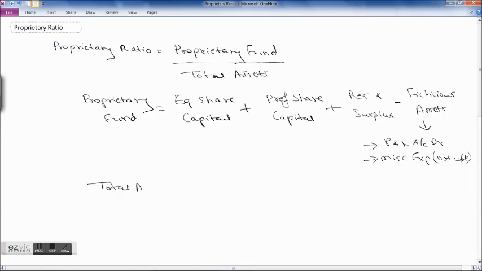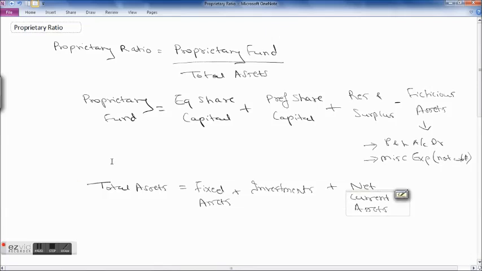Now total assets include your fixed assets plus investments plus net current assets. Net current assets means current assets minus current liabilities. Now in this case, if you see, your fictitious assets are not included in your total assets. Now we'll see one example on how to calculate a proprietary ratio.